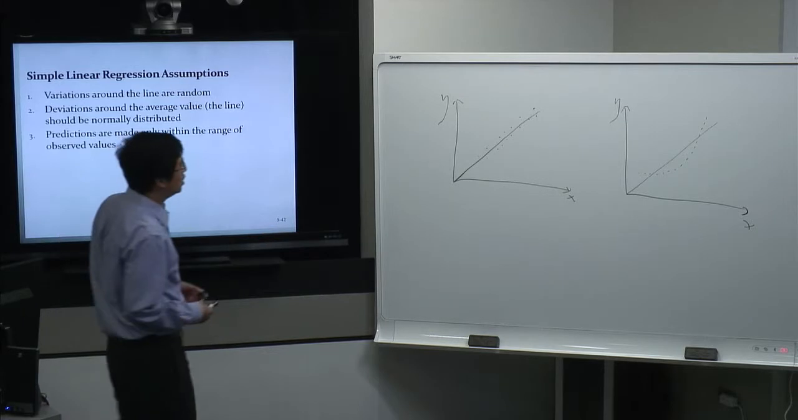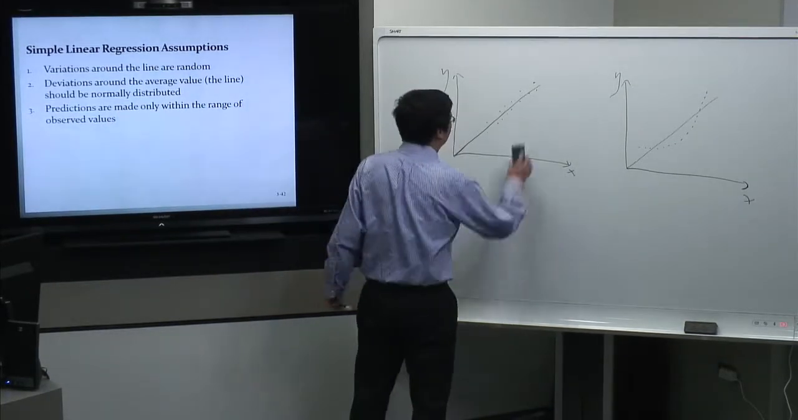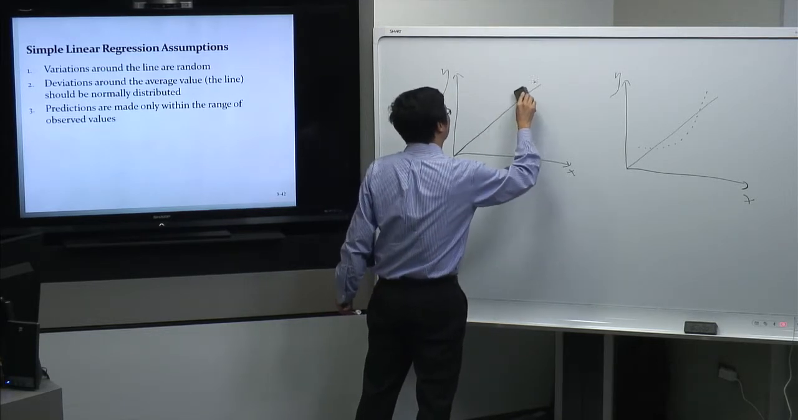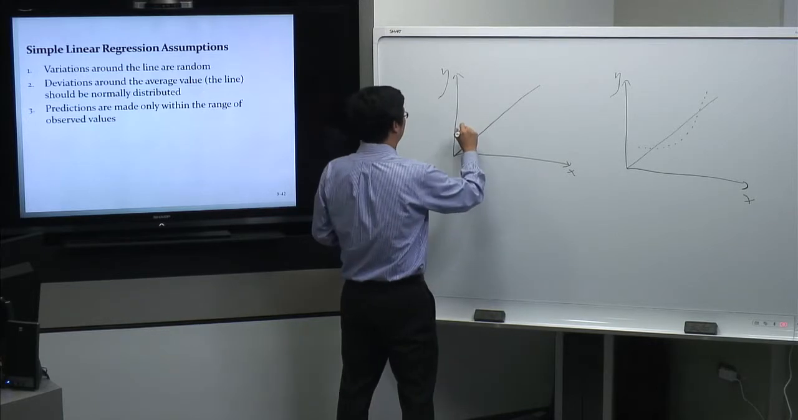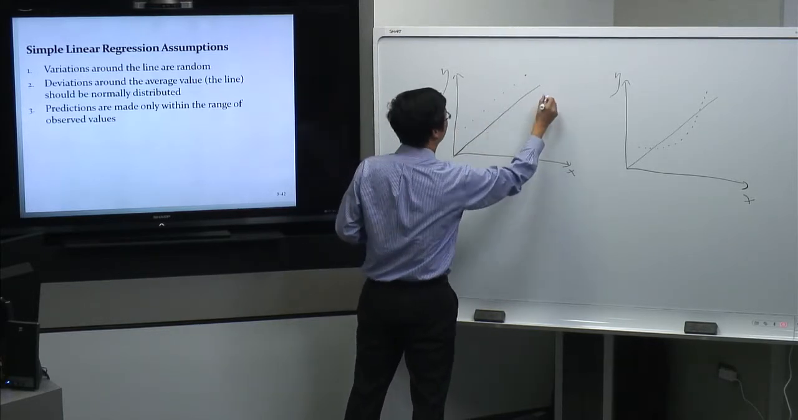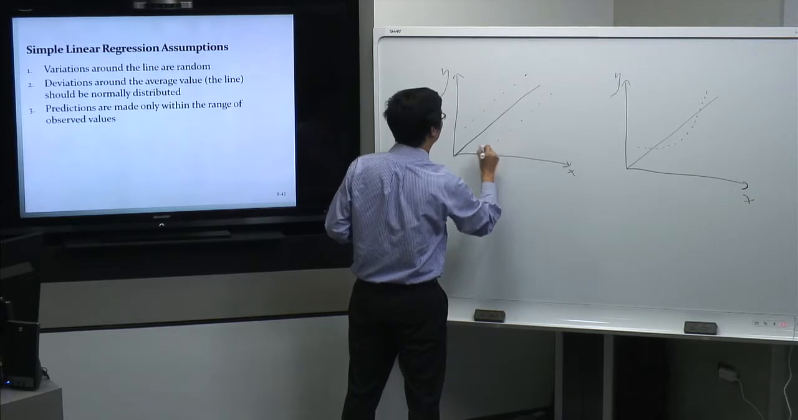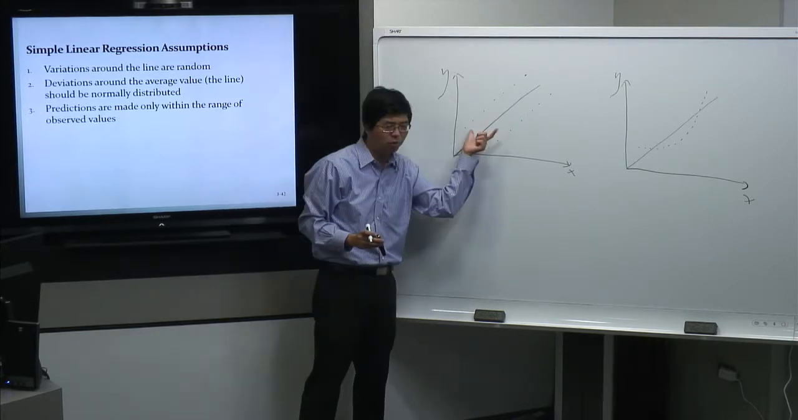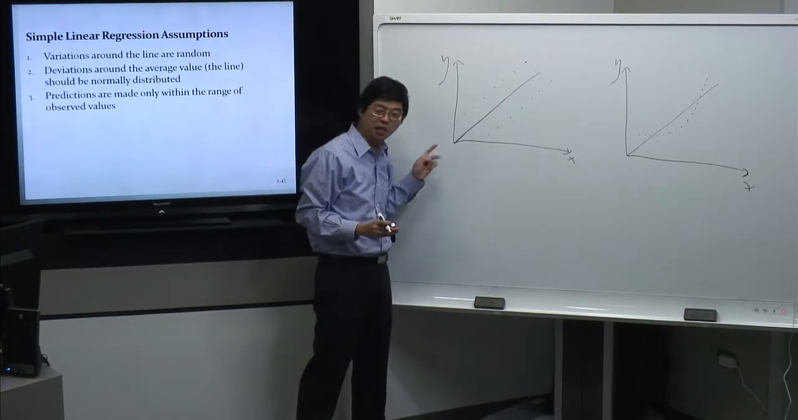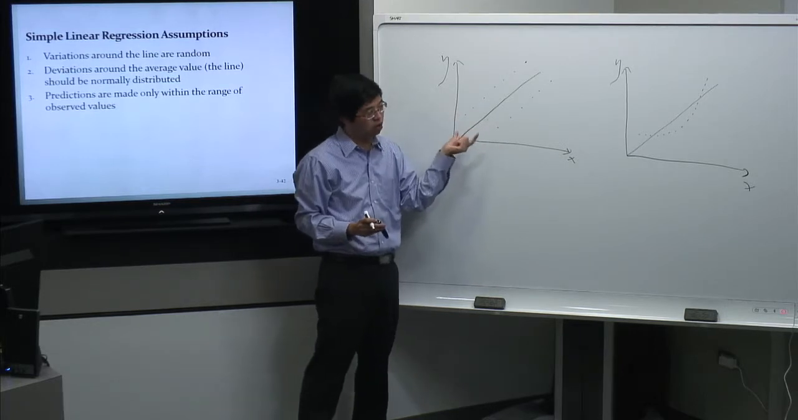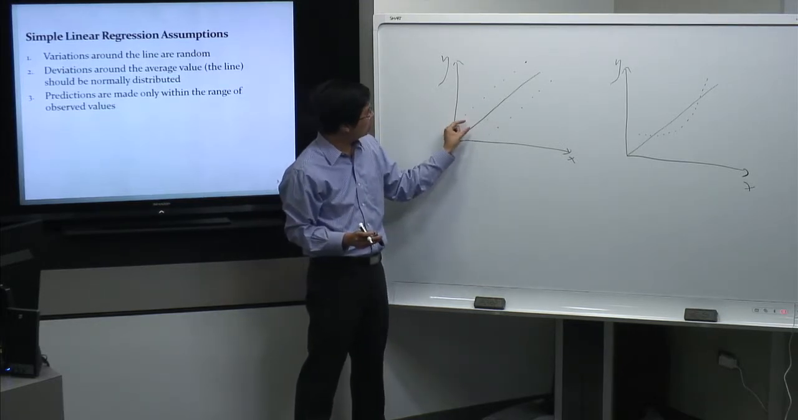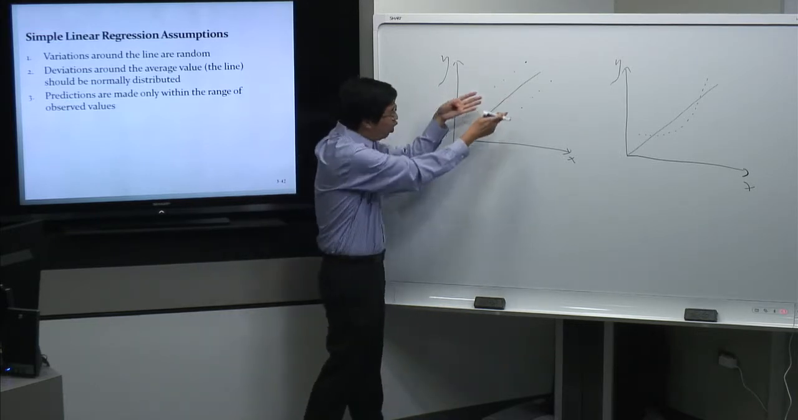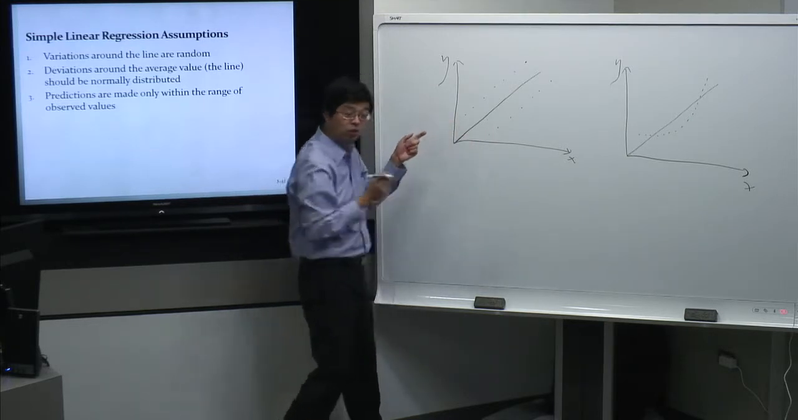The second assumption is that the variation around the average value should be normally distributed. Let's think about that one. If you see something like this, we fit the observations with a straight line almost in the middle of two parallel lines, right? But this variation is not normally distributed. It's very close to this line, there's almost no observation far away, but all the observations are in the middle range. Then we should have this concern.